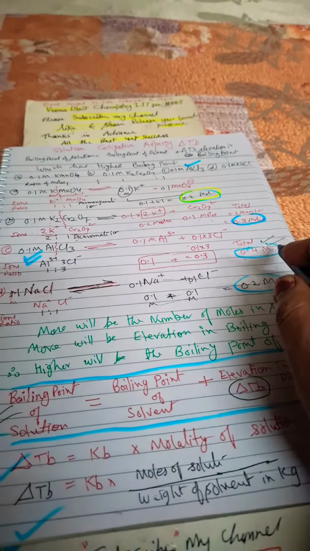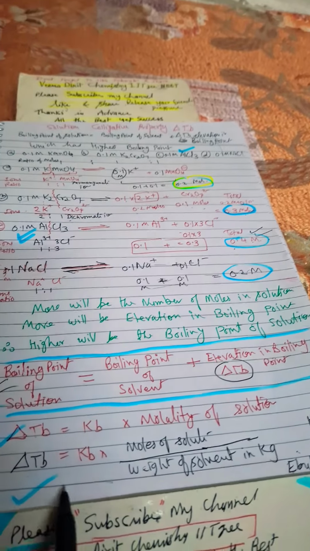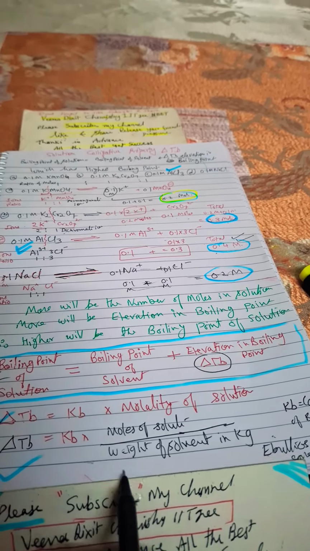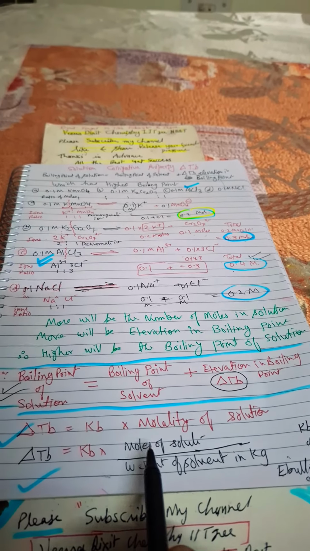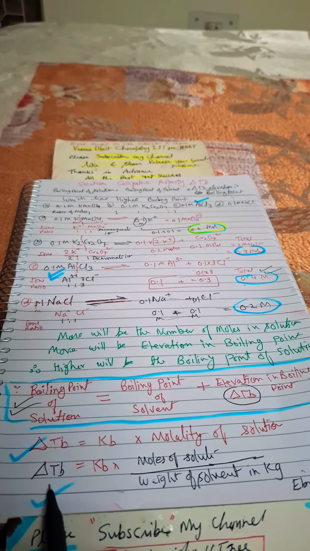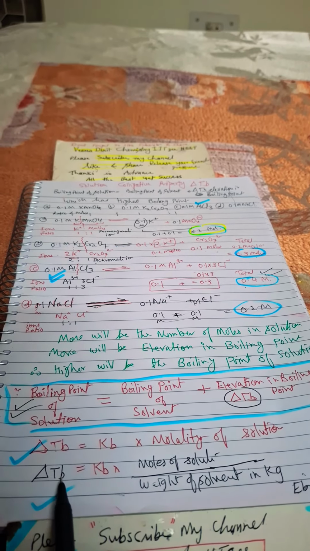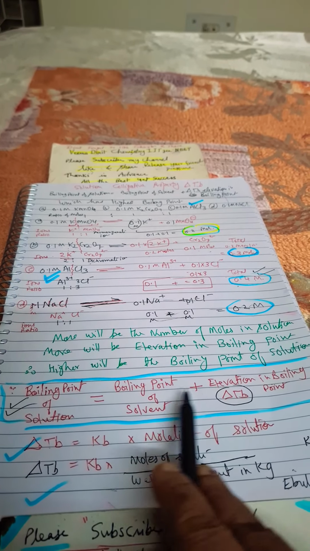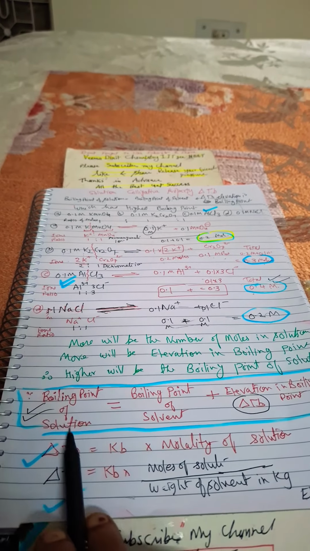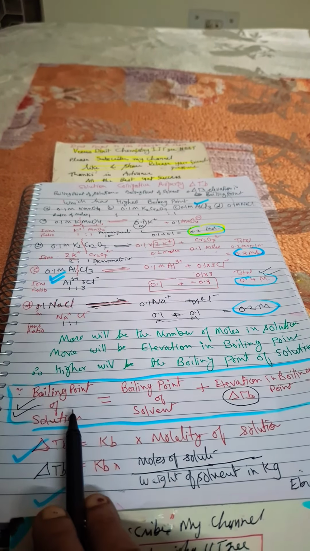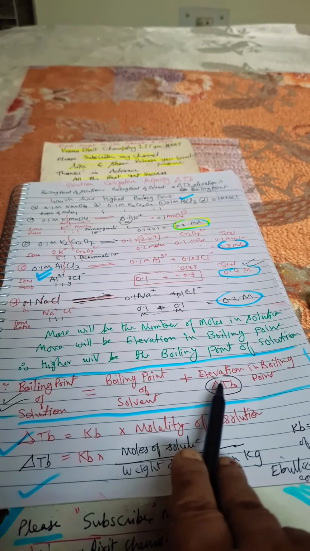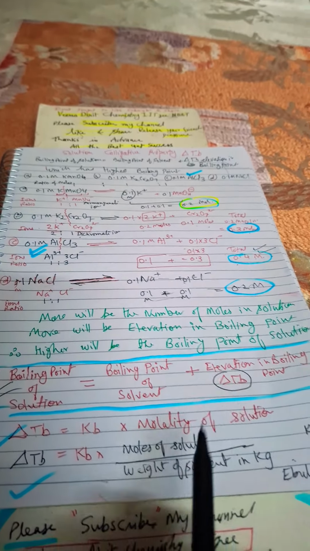When it has the maximum number of moles, we see from here that delta TB is equal to Kb into moles of solute divided by weight of solvent in kg. If the number of moles of solute is more, delta TB will be more, and when it is added to the boiling point of the solvent, it will give a higher boiling point to the solution. So the boiling point of solution is equal to the boiling point of solvent plus delta TB, elevation in boiling point.